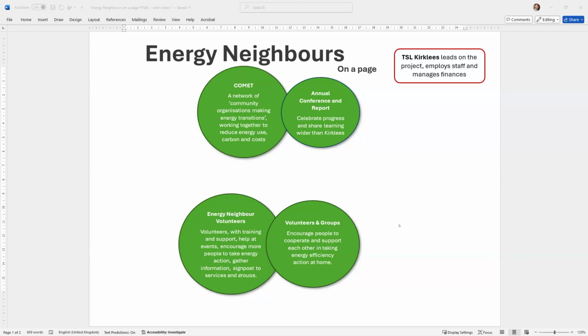So any of those who are doing anything on energy can be there, and the idea is that they support each other to get things done. And every year we're going to have an annual conference, and we're just going to share learning from the project. We're going to train volunteers and groups to start to think about what they might do about energy. And that could be anything at all.